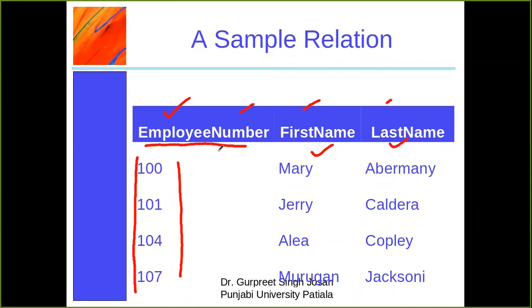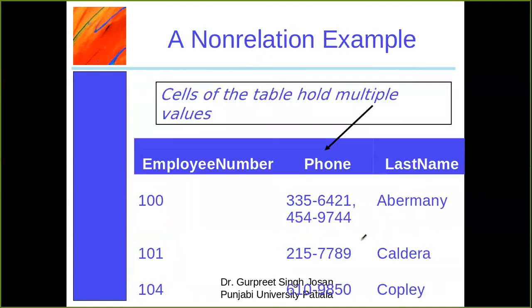Ordering of a column does not matter. Ordering of rows does not matter. Any row can come at the first position, any row can come at the last position, and all the values in a column are of the same type. Employee number, all the values are integer. First name, all the values are of string type. Last name, all the values are of string type, and so on. So this is basically a sample relation.